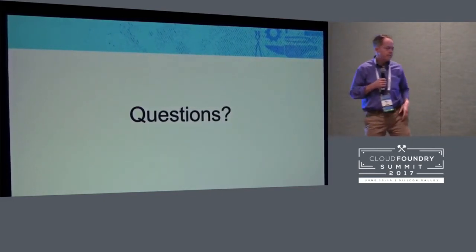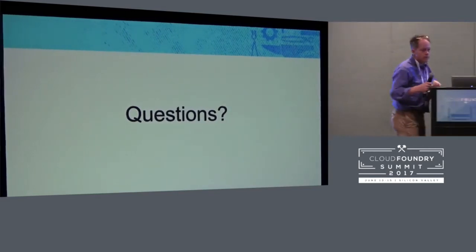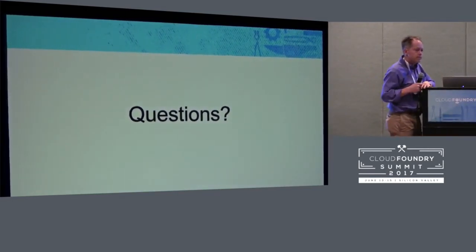You mentioned having the cells and the go routers as part of the isolation segment. Are there any talks about including any other components? Yeah, so that would be some of the loggregator components eventually.